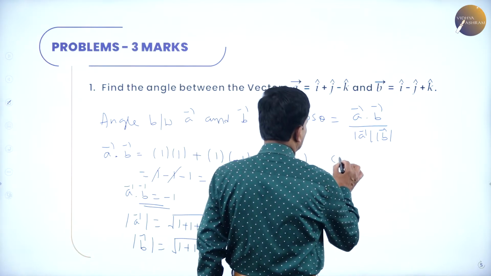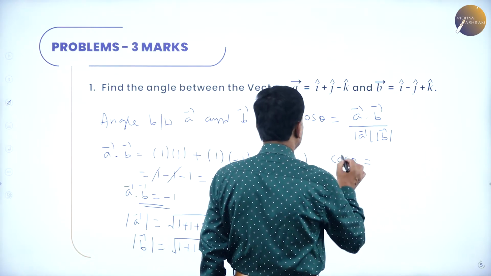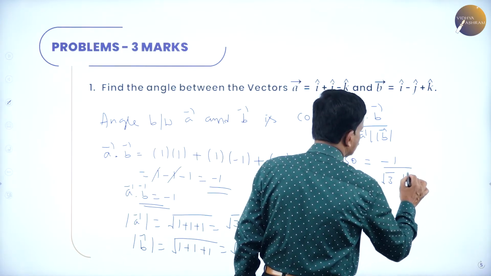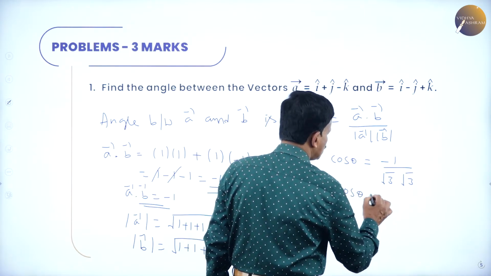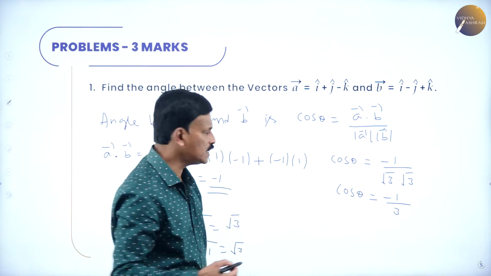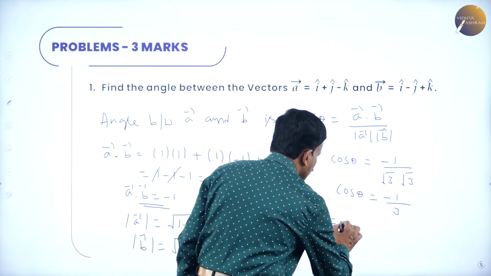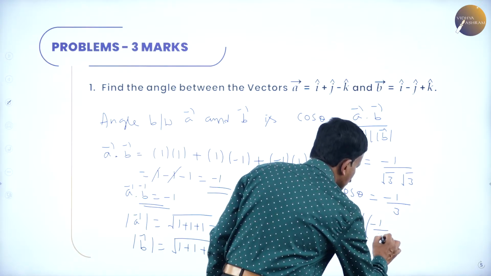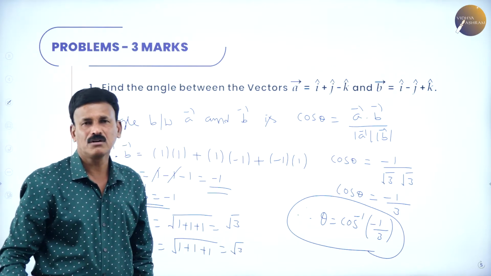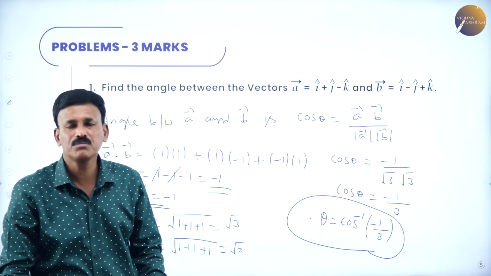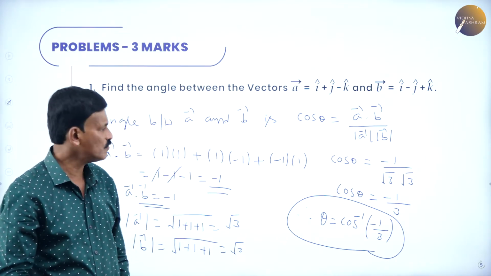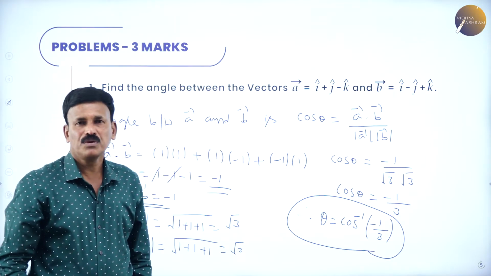Now, substitute here. Therefore, cos theta is equal to a dot b. What is a dot b? The dot product is minus 1, divided by length of a, which is root 3, and length of b, which is root 3. Cos theta is equal to minus 1 over root 3 into root 3, which is root 9. Square root of 9 is 3. So, therefore, the angle between the vectors is given by theta is equal to cos inverse of minus 1 by 3. This is how we are going to find the angle of intersection between the two vectors. Very important and very easy: a dot b divided by length of a into length of b. Okay, hope you followed this.